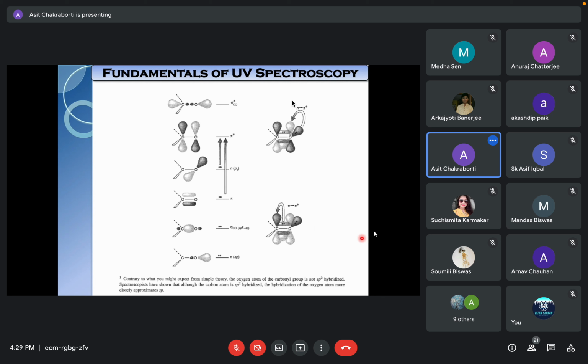I will not elaborate on this, as it has been clearly mentioned here. When you take a carbonyl group, the carbonyl carbon will be sp2 hybridized. But oxygen need not be sp2 hybridized. If oxygen becomes sp2 hybridized, then these 2 lone pairs of electrons are going to be equivalent. But this is not sp2 hybridized, this is sp hybridized.